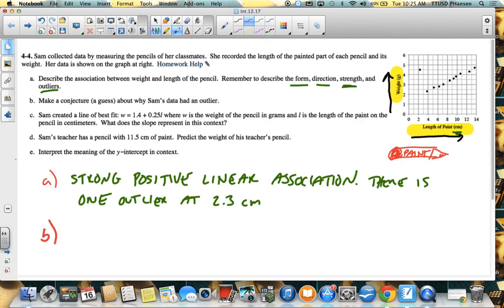Make a conjecture, which is a guess, about why Sam's data had an outlier. So that's a tough one. Why is this one, do you think, totally wrong? You can come up with all sorts of ideas, but I think what the textbook was looking for on this one is that Sam reversed the coordinates. So the coordinates 4.5, comma 2.3 would be better. That would be 4.5, and 2.3 would be about right there, and that would actually match the data. So Sam reversed the coordinates.